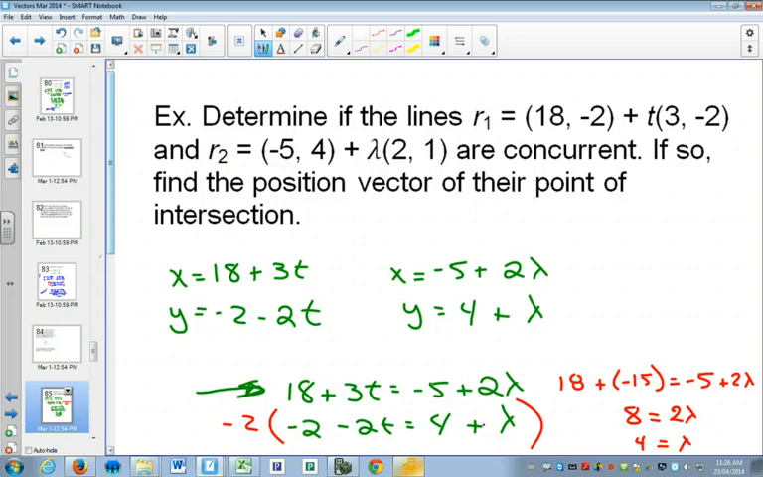Okay, so if we plug in 4 for lambda, you're going to have negative 5 plus 4 times 2 is 8. You're going to get the point 3, and when you got 4 plus 4 times 1, you're going to get 3 comma 8. That's what happens when I plug it into R2. If I plug it into R1, I'd be plugging in negative 5 for t, and 18 plus 3 times negative 5 gives me 3, and negative 2 plus 10 will give me 8. So it's not bad to check both, because then you'll know, yes, I didn't make a mistake.